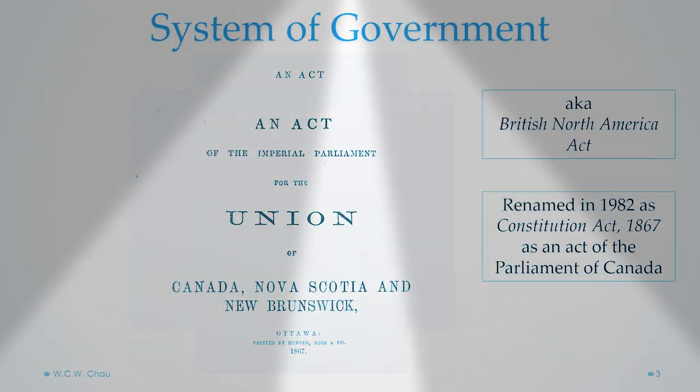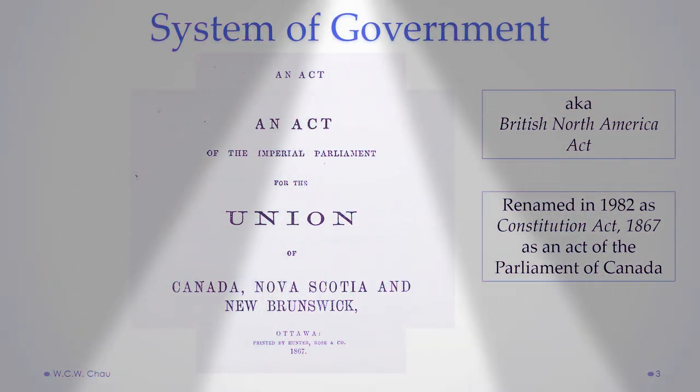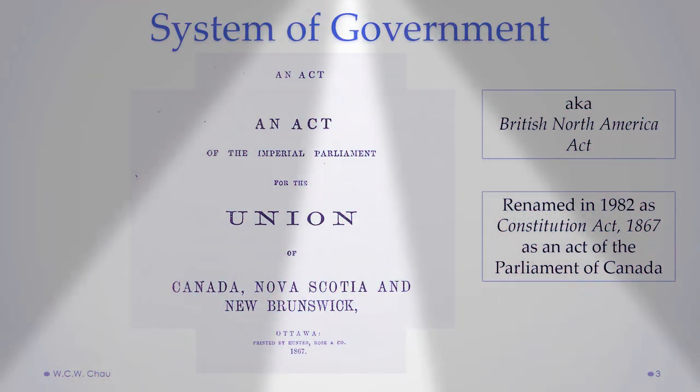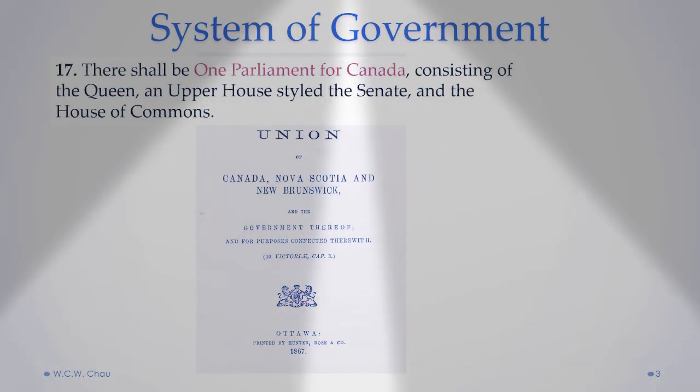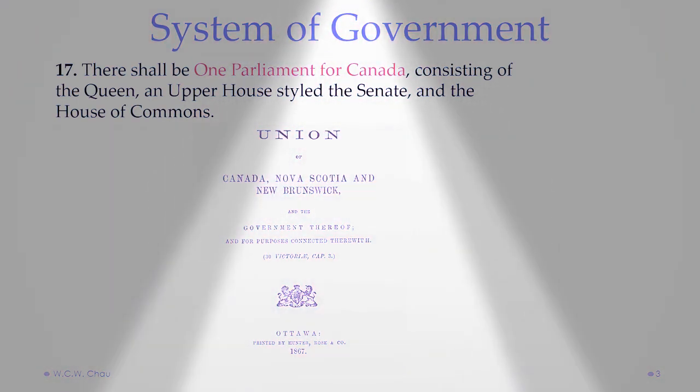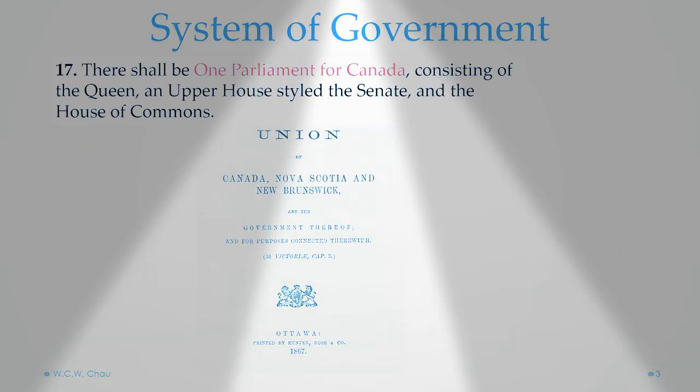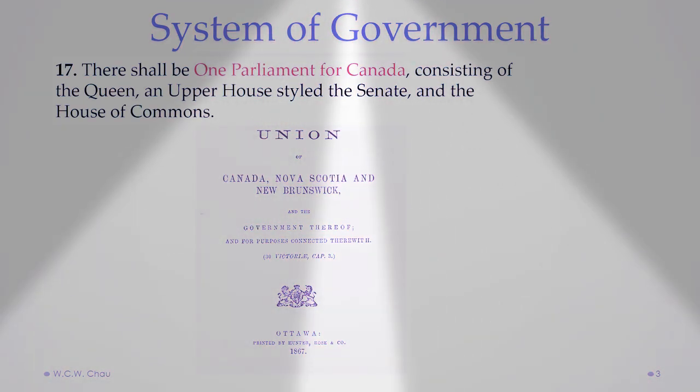Within the Constitution Act 1867, which was identical to what was in the British North America Act, we find the rules which create our system of government. Firstly, it creates what's called one parliament for Canada. That parliament is made up of the Queen, who is considered to be our head of state, and a Senate and a House of Commons.